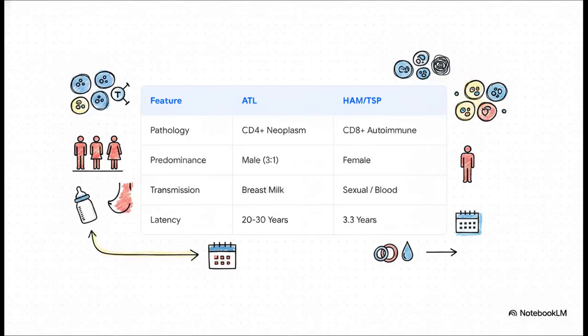If you only memorize one thing from this entire explainer, let it be this exact dichotomy. Locking down these comparisons will guarantee you those tough points. Look at the split. ATL is a CD4+ cancer that predominantly affects males, usually stems from perinatal breast milk transmission, and stews for an incredibly long latency period of 20 to 30 years. HAM, on the flip side, is a CD8+ autoimmune inflammation that predominantly affects females, is typically acquired later in life through sexual contact or contaminated blood, and has a much shorter median latency of just about 3.3 years.